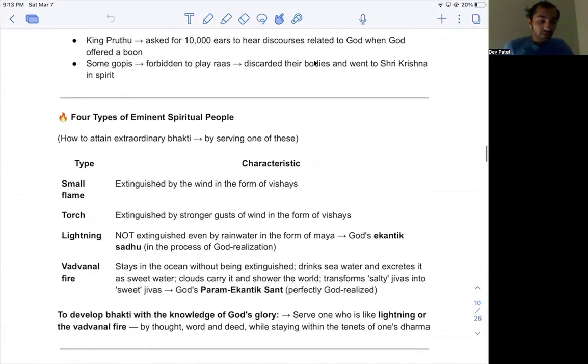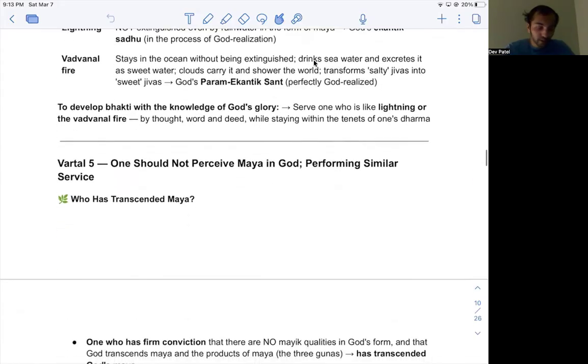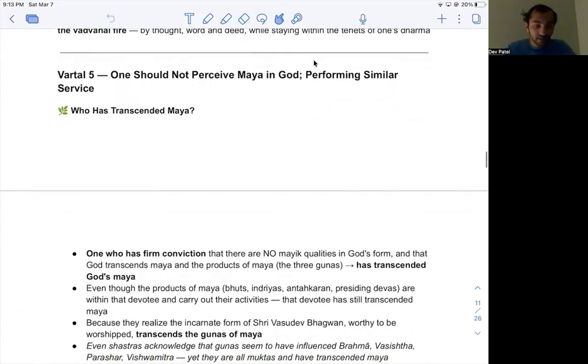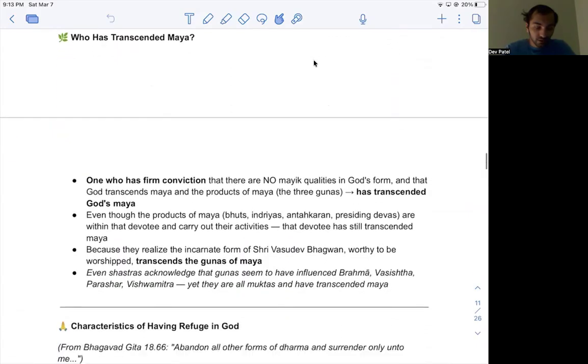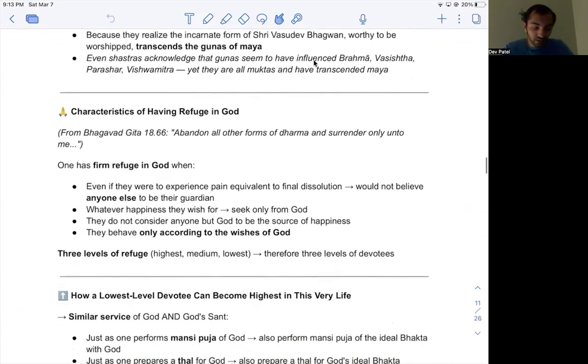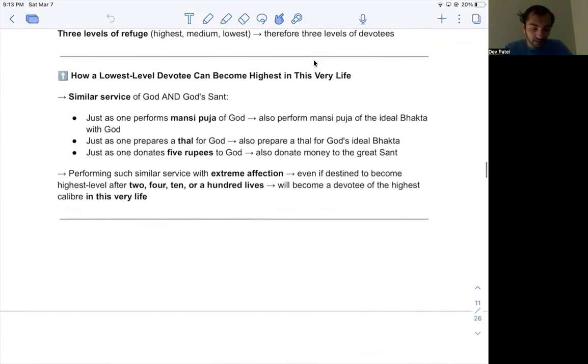And then we have the 4 types of eminent spiritual people. We have small flame, torch, lightning, and then the geothermal fire. So small flame is extinguished by the wind in the form of the Vishayas. Torch is extinguished by stronger gusts of wind. Lightning is not extinguished even in the rain, water in the form of light. Do not perceive human qualities or human traits in that of God or gods.